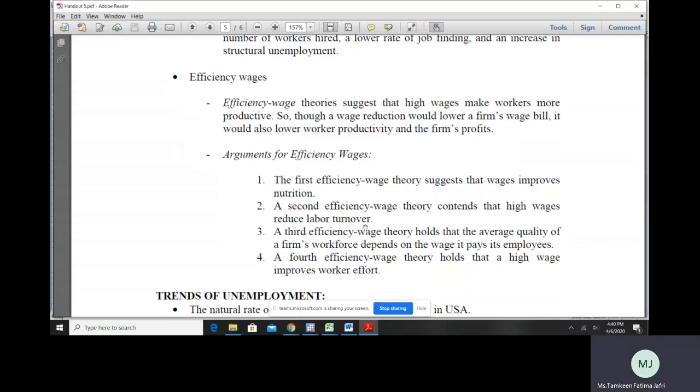So a third advantage of efficiency wages is that the average quality of firms' workforce depends on the wage it pays to employees. So अगर मैं, for example, my organization is paying a higher wage rate, तो जाहिर सी बात है उस higher wage rate से attract होके अच्छे जो quality workers हैं, जो skilled workers हैं, they will be encouraged to apply for this particular job.